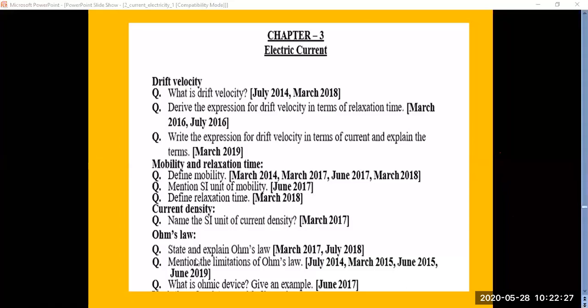First part, how they ask is, state and explain Ohm's law. Or they can ask you, what are the limitations of Ohm's law? Or what is an ohmic device? Give an example. Yesterday we saw ohmic devices obey Ohm's law. Non-ohmic devices do not obey Ohm's law. Now give an example for an ohmic device, meaning any conductor you can tell.